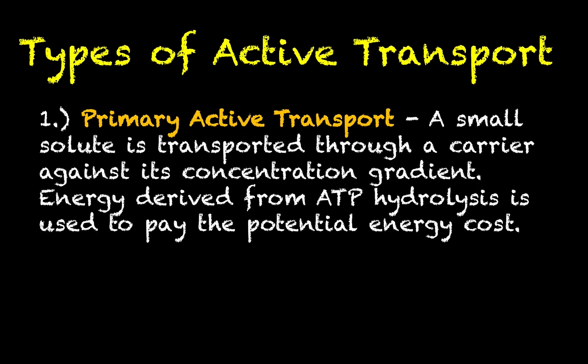As such, there are two different types of active transport. They are differentiated from each other on the basis of the source of energy that we are using to pay the energy cost. But in both cases, the solute in question will be moving from low concentration to high concentration. In the case of primary active transport, the energy to pay for this cost is derived from ATP hydrolysis, and this is used to pay the potential energy cost for a molecule to move uphill against its concentration gradient.